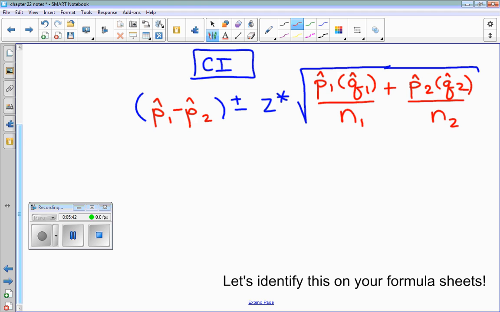Okay. So that's the confidence interval. It's really nothing new. It's your statistic. We're just looking at the difference now, plus or minus the z-star, which is the same z-star we've always found before. But we have a little bit of a new formula for the standard error in this case, because it's a confidence interval. We don't know exactly what P and Q are. Okay? All right, so we identified it on our formula sheet, so we're good.